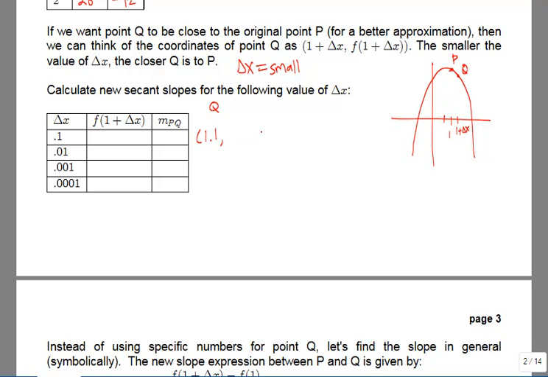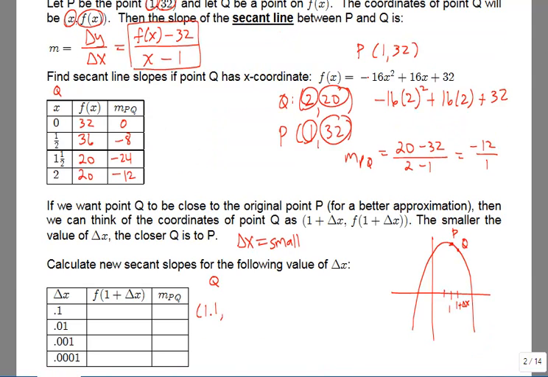Well, we could go back to our equation up here, negative 16x squared plus 16x plus 32, and substitute in 1.1 for these x's. Okay, and you can do that on your calculator. I'm going to show you in a minute how to do it using some tables so that you can make the calculator do a lot of the calculations for you fairly efficiently and quickly.